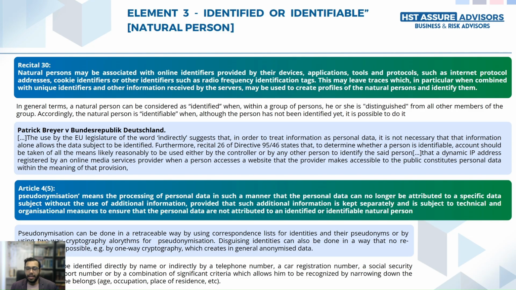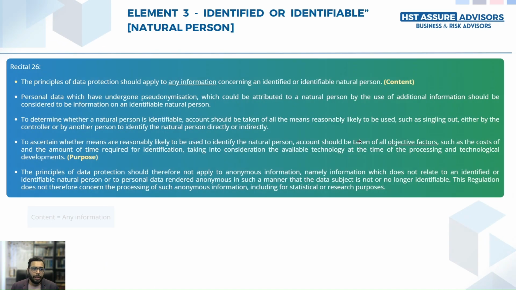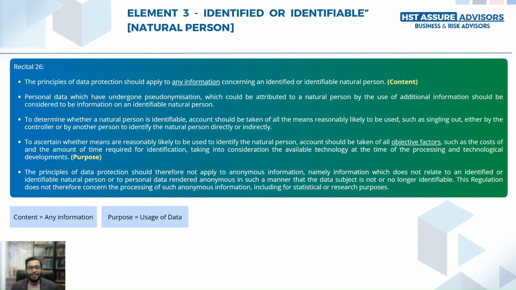Now we will see one more recital from the GDPR itself, which is very important to understand the third element, that is recital number 26. Now, recital 26 is a very detailed one. It talks about two important aspects. One is about the information. Second is about the identification of the natural person. If you read recital 26, it says that the principles of data protection should apply to any information. So it talks about the content first.